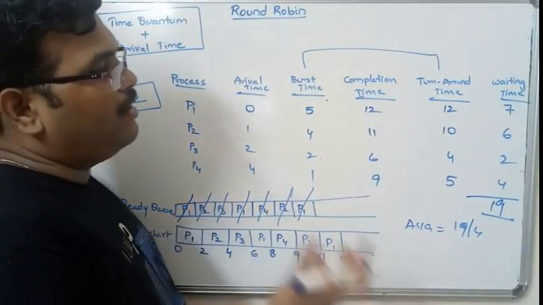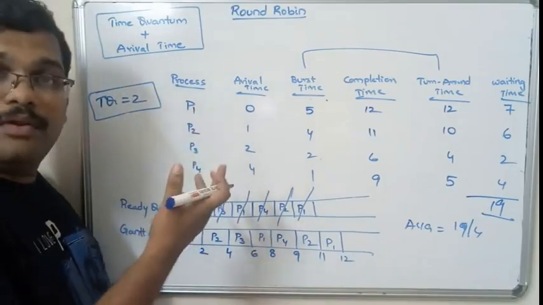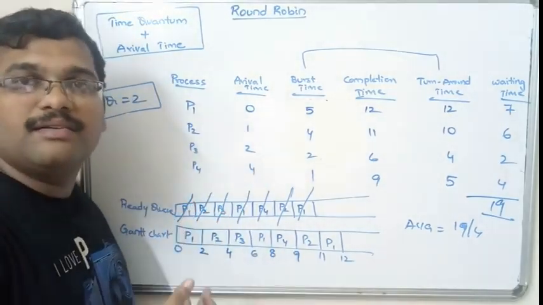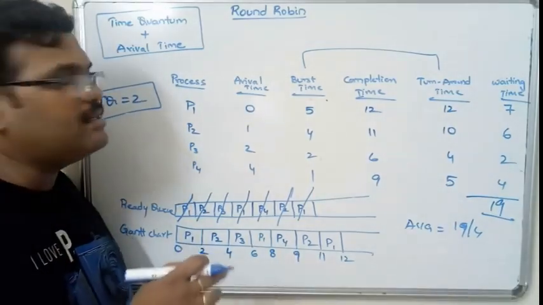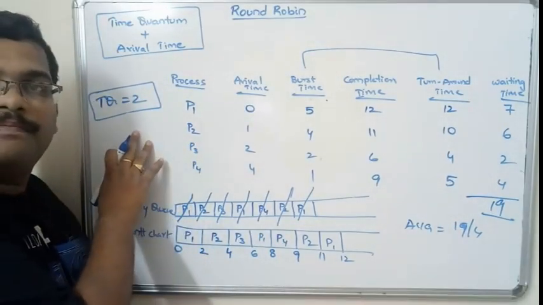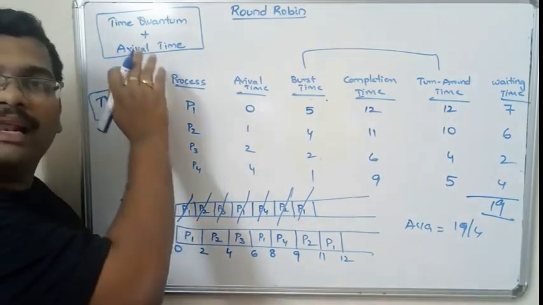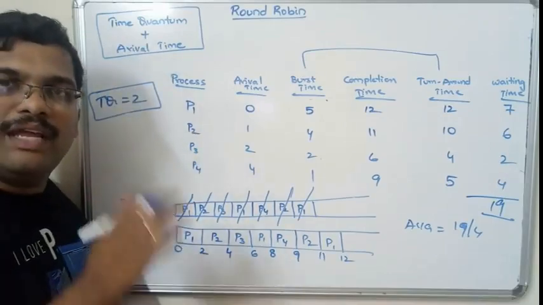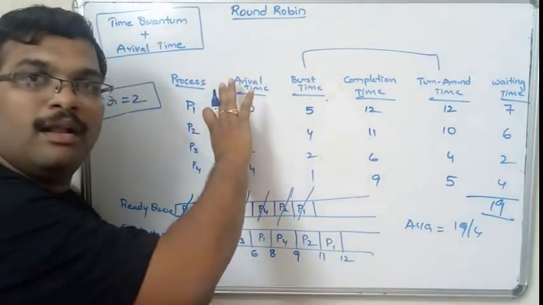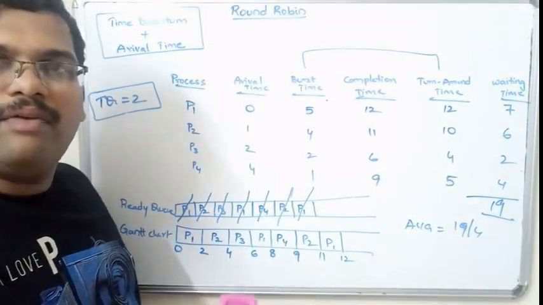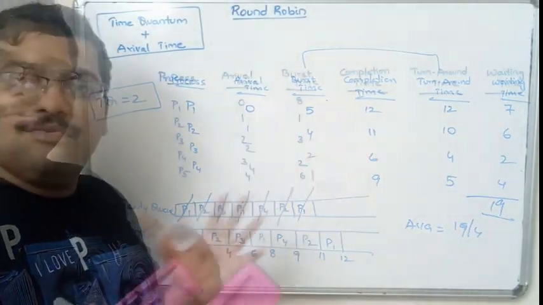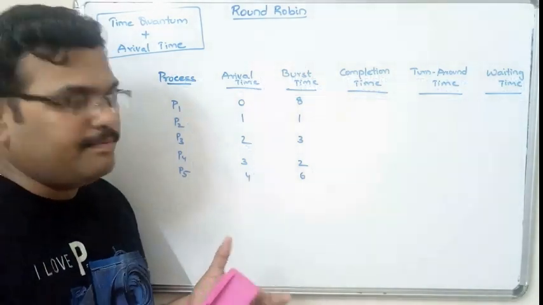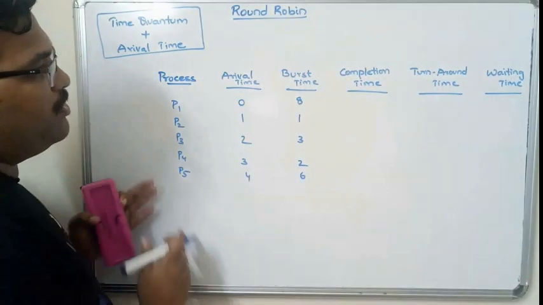So like this way, you can implement this round robin scheduling algorithm. Here the main thing is the time quantum, and another is based upon the arrival time. If the arrival time is not given, we can consider the arrival time for all the processes as 0. Let us see one more example for this round robin algorithm.